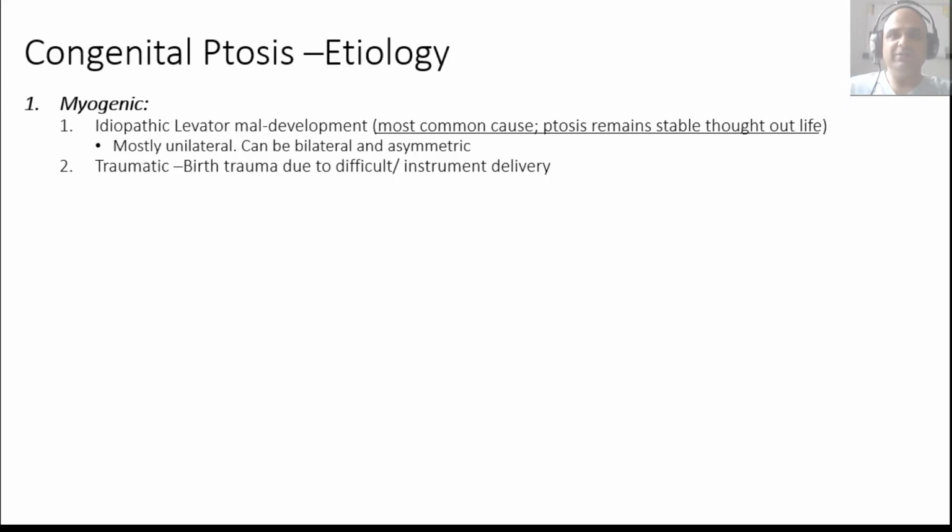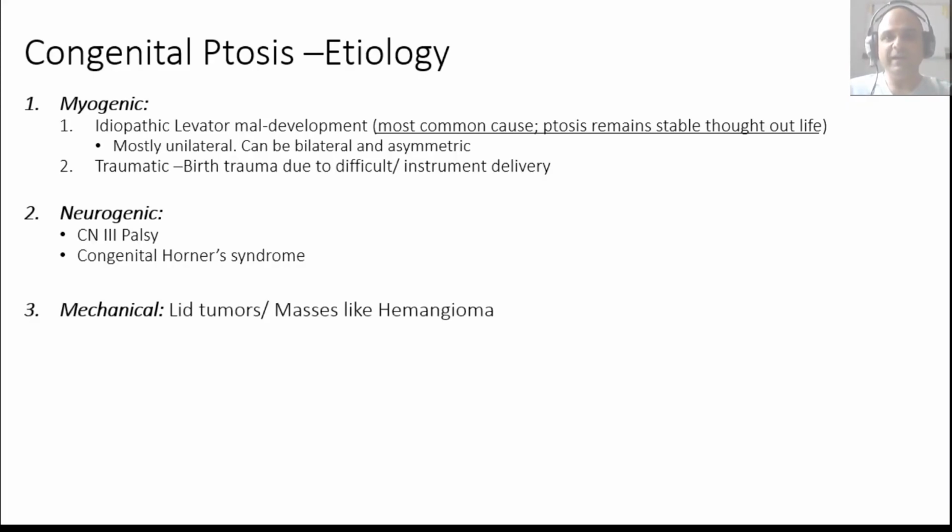The other cause of myogenic ptosis is trauma, and this is birth trauma associated with a difficult or instrument delivery, which causes direct damage to the levator palpebrae superioris muscle. So that would be something that is present from birth, since technically this happened during the process of birth. Neurogenic ptosis is damage to either the third nerve, which is the nerve that supplies the levator palpebrae superioris, or damage to the sympathetic innervation to the Müller's muscle, which would be congenital Horner syndrome. Mechanical ptosis is simply a tumor or a mass, like a hemangioma, that is forcibly closing the lid down.